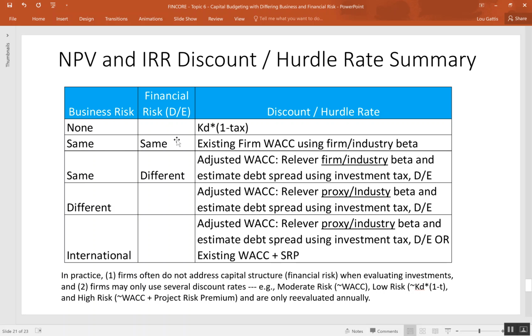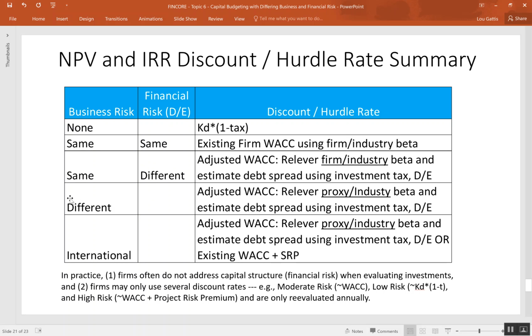If the investment has the same risk as the current firm, in other words, it's in the same industry, using the same capital structure, I would just use the existing WACC, using the firm or industry beta. If it's in the same industry, but a different capital structure, I'll just relever the firm or industry's beta using the project's D/E, tax rate, and add the new debt spread.